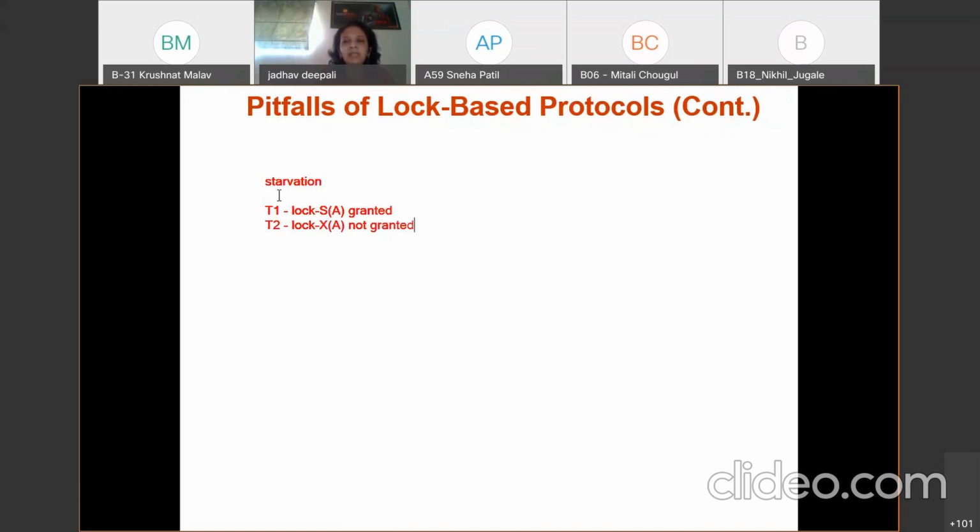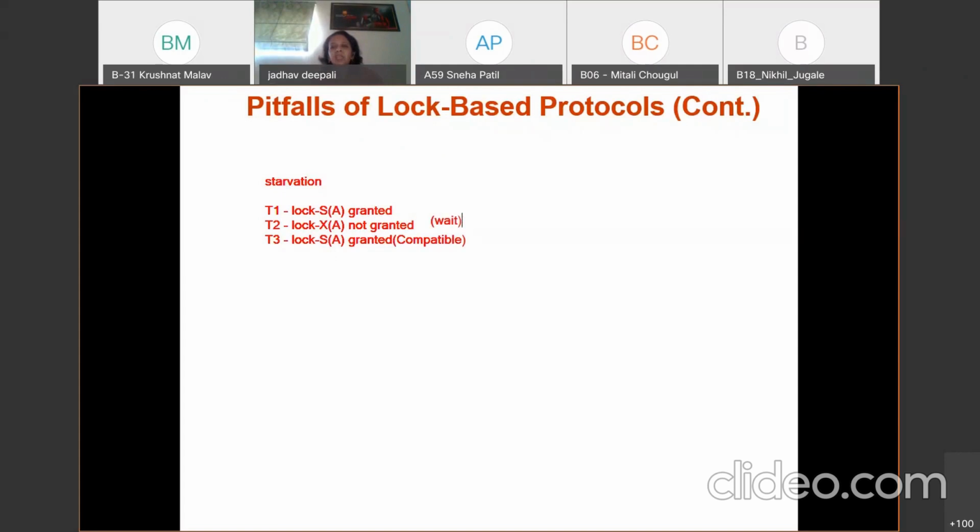In the meantime, suppose transaction T3 is requesting a shared lock S on data item A. Will it be granted? Yes or no? Have you understood my question? Once again, transaction T1 acquired a shared lock on data item A. Transaction T2 requesting an exclusive lock on data item A is not granted, because they are not compatible. Meanwhile, if transaction T3 requests a shared lock on data item A, will it be granted? Yes, it will be granted. Why? Because it is compatible with the previous one. T2 is not granted, and that's why it needs to wait.